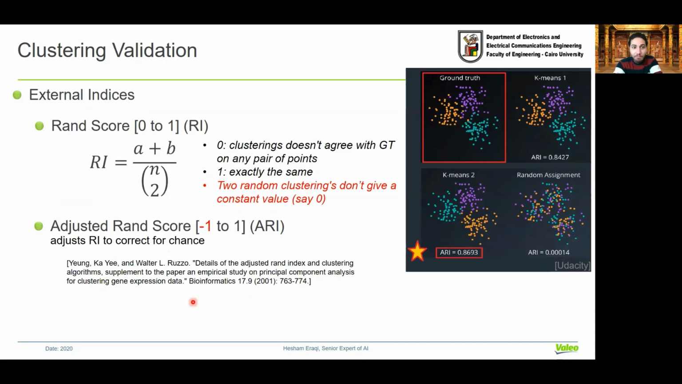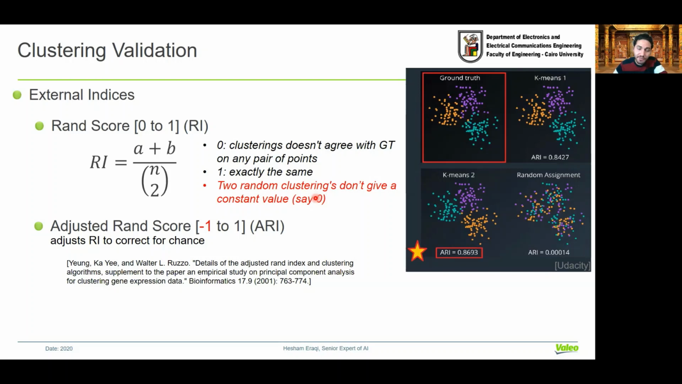But one big problem with the RI index is that two random clustering configurations do not necessarily give you a constant value. So if you for example do random clustering like this, if you can see my pointer, this random clustering is giving you an RI value which is toward this 0. And if you do a different random assignment, you will get a completely different RI value, which is small as well, but completely different.